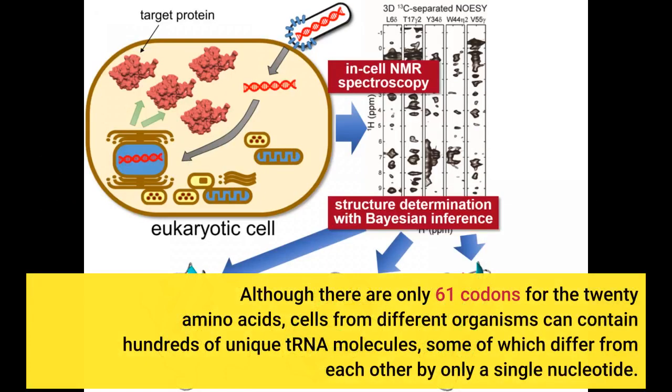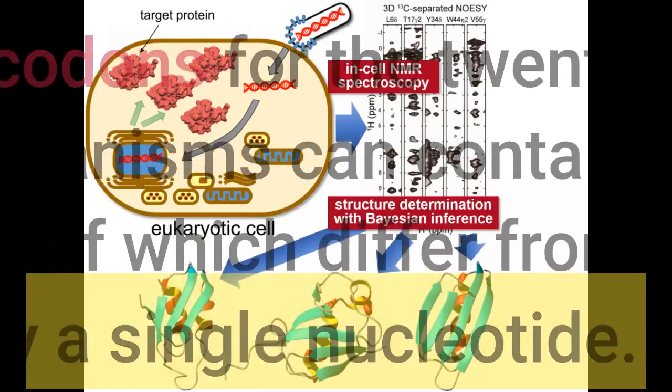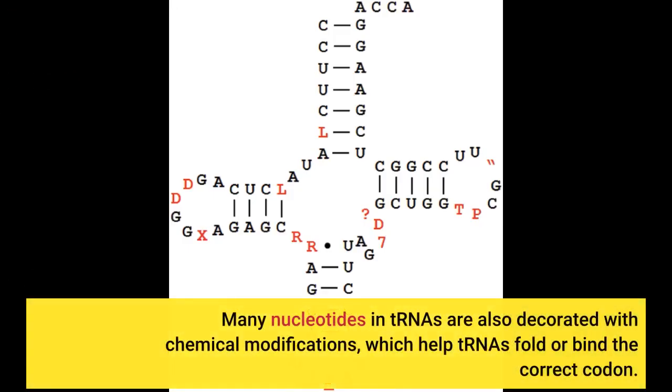Although there are only 61 codons for the 20 amino acids, cells from different organisms can contain hundreds of unique tRNA molecules, some of which differ from each other by only a single nucleotide. Many nucleotides in tRNAs are also decorated with chemical modifications, which help tRNAs fold or bind the correct codon.